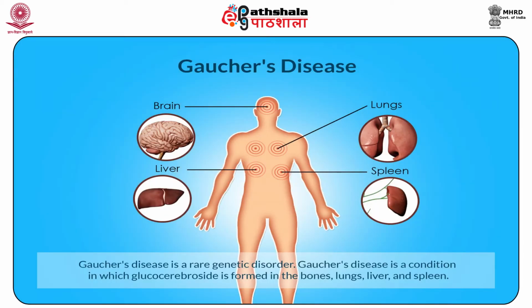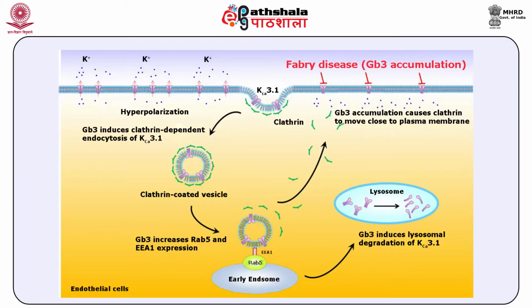Gaucher disease. Pain in bones with an enlarged liver is one of the symptoms of this disease. Platelet count is low in children and adults. Fabry disease. Pain in the extremities is observed in childhood, with kidney and heart disease and strokes in adults. Only males are affected with this disease.